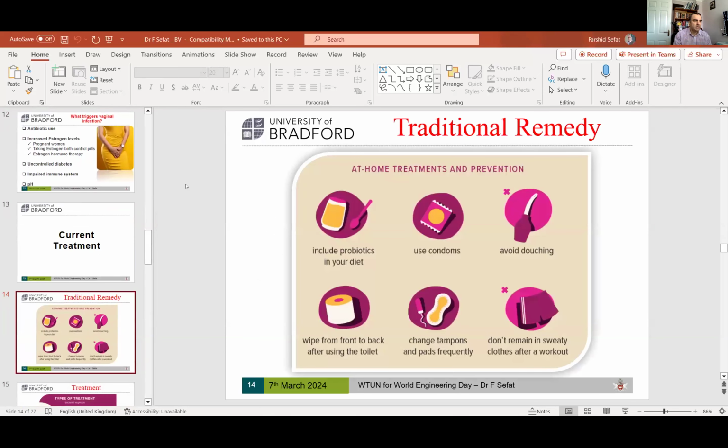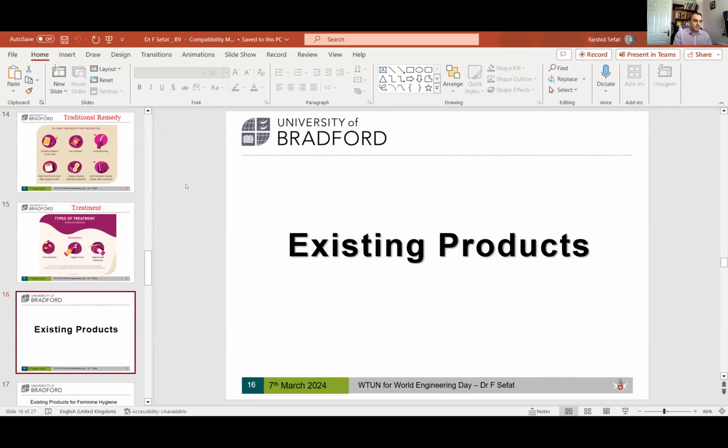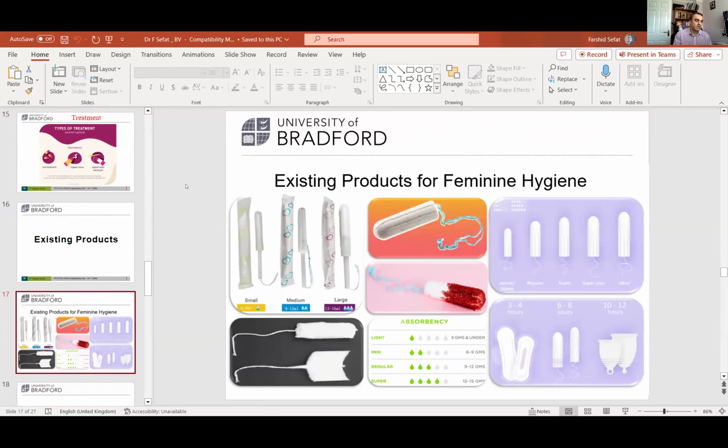The current treatments usually include, for example, condoms, tissues, tampons, and hygiene such as clean underwear, and many more things. There are also some home remedies, which I'm not really interested in. We need to follow the proper treatment, which needs to be either a medication like an antibiotic, usually oral, or vaginal cream. The existing product in the market is usually a tampon at the moment, and pads. Most of them are just a plain pad to protect, with nothing else.